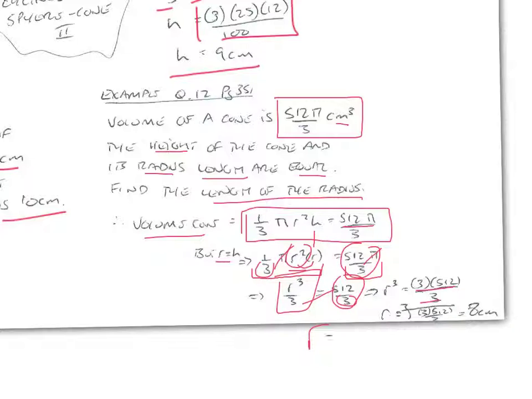So r is equal to the cube root of 3 times 512 all divided by 3. That's equal to 8 centimeters.